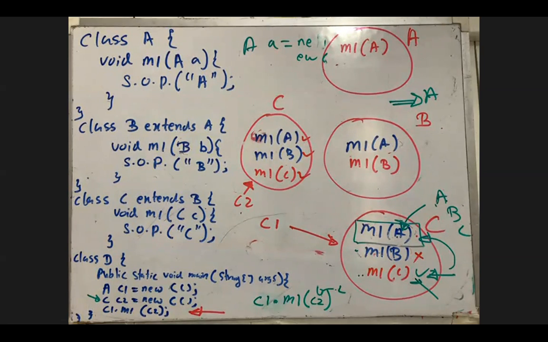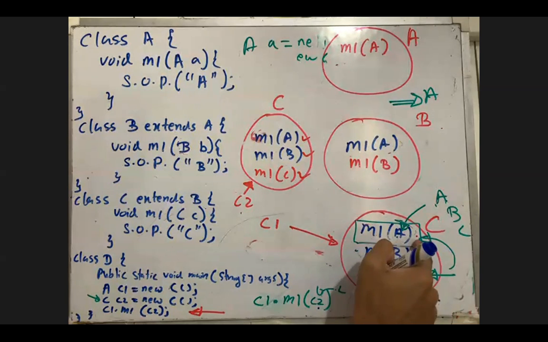So what I want to tell you is M1, this part is now that you are passing the C2. C2 means it is a C type object. Actually, you are trying to call this one, but this is not accessible because it is held by the parent object. Therefore, what happened? It tries to call this one.